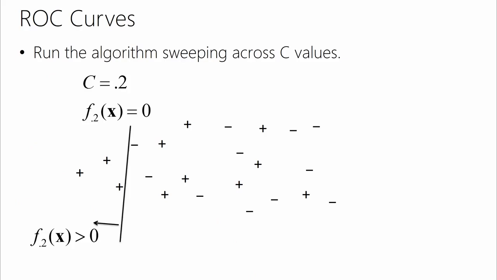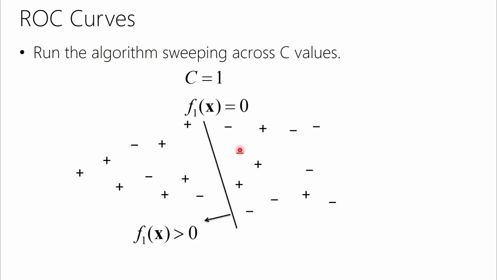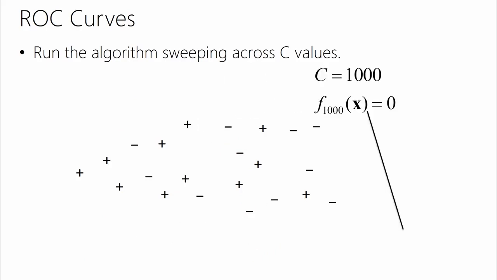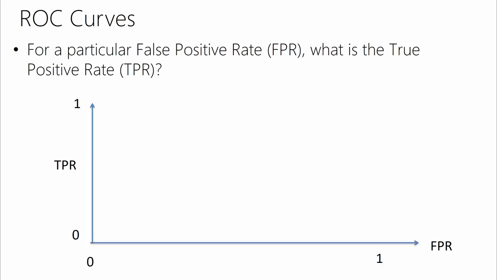Then we adjust C, and we get this one. And then we adjust C again and get that decision boundary, and this one, and that one. And as you do this sweep, you get different models each time. But you also get a true positive rate and a false positive rate each time. So you can plot those values on an ROC curve. But this ROC curve evaluates the whole algorithm and not one classifier.